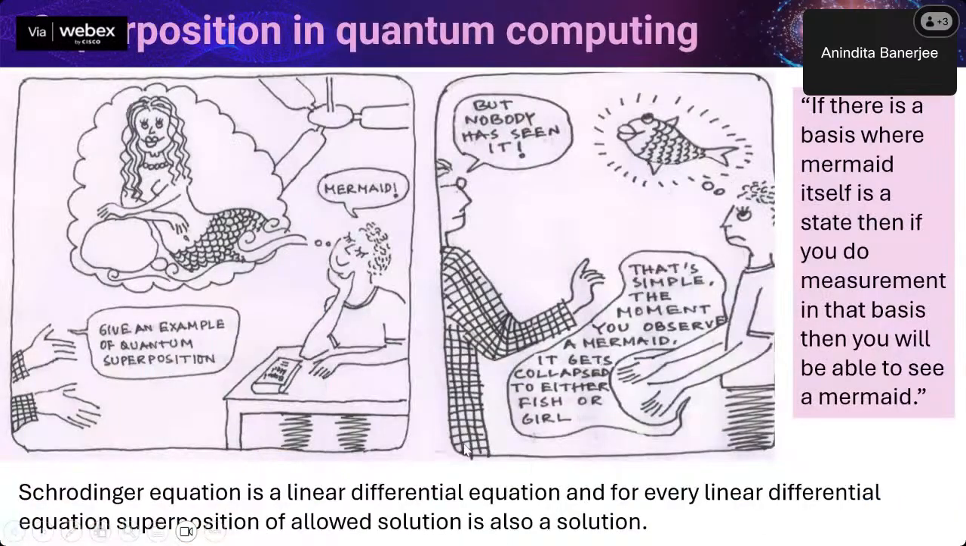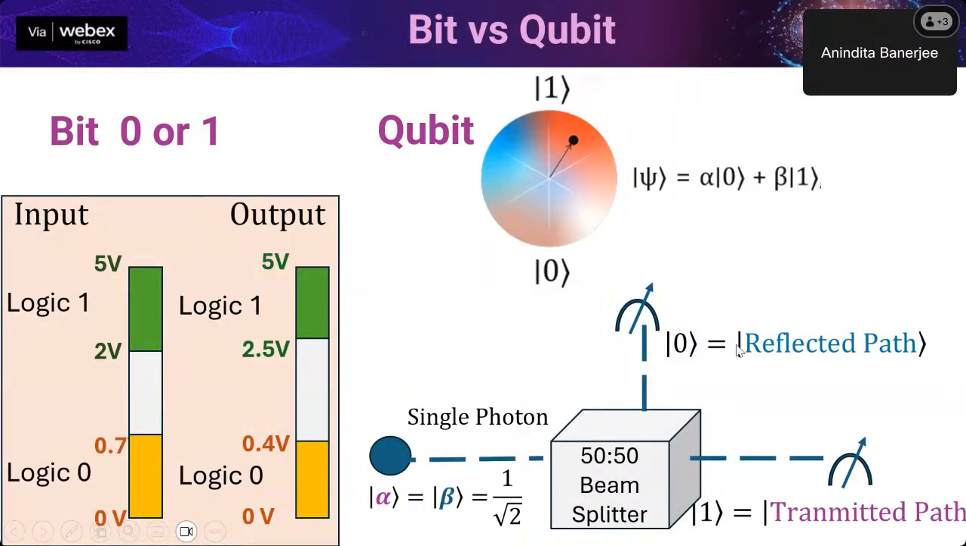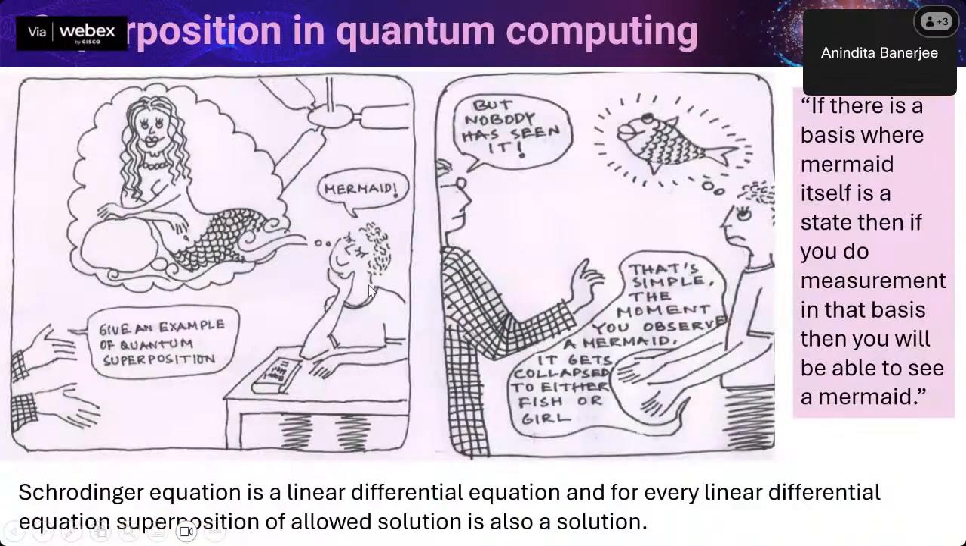Now, here is a class. A teacher is asking a student to give an example of superposition after having explained this phenomenon through a beam splitter. So the boy comes up with an answer of mermaid. The teacher says, well, nobody has seen a mermaid. Then the boy says, well, it's simple, because the moment you try to observe the state, which is a mermaid, it either collapses into a fish or a girl. So that is the reason. Now, a teacher is a teacher.